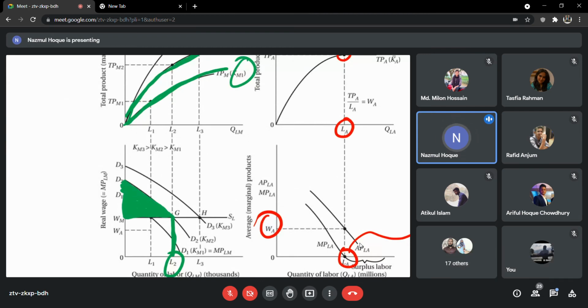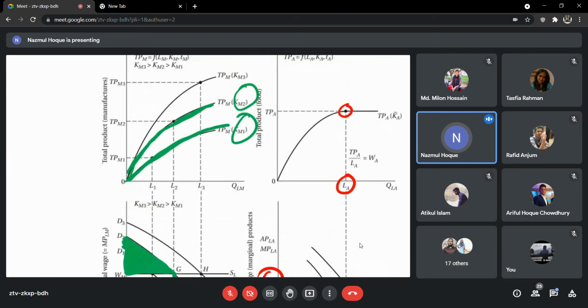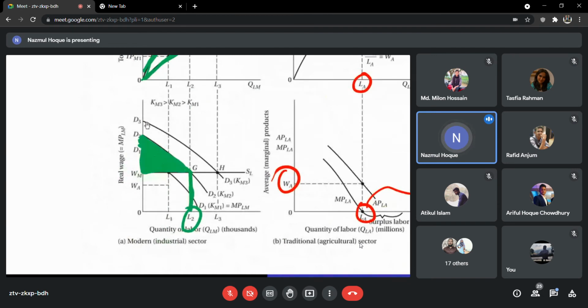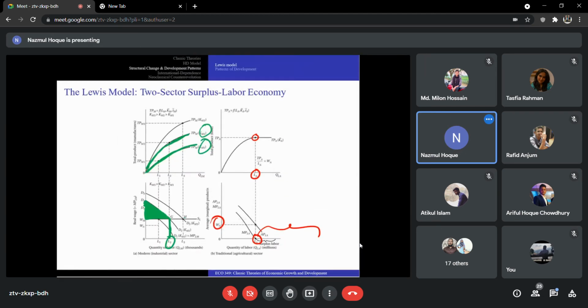And the capitalist is going to reinvest this profit again, and that is going to shift this total product curve upward again, and the marginal product of labor, or the demand for labor, is going to be D3. So you would end up with this new equilibrium here. So this process is going to continue until all the surplus labor from this agricultural sector is absorbed in the modern sector.